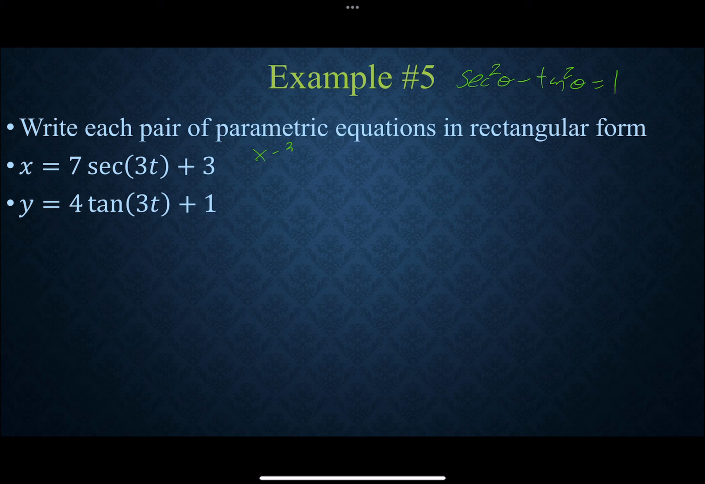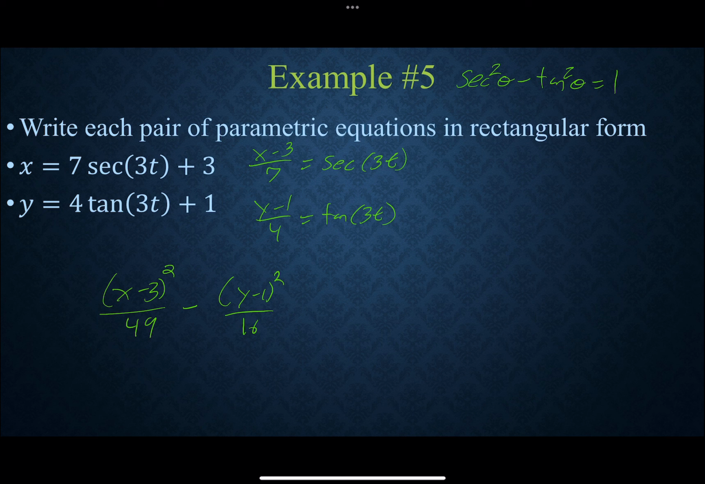So we're subtracting 3 and dividing by 7 to get secant by itself. And on the other side, we're subtracting 1, dividing by 4 to get tangent by itself. And again, the secant expression has to go first, so this would be a horizontal hyperbola because the x fraction is positive and the y fraction was negative.